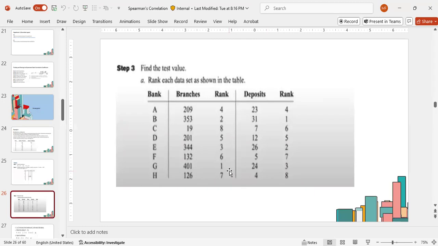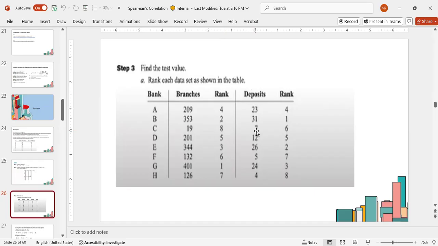Now, how do we rank these branches or deposits? I'll tell you in the next example. Here, you just consider that each value has been ranked. Say this is ranked 1, this is ranked 2, then this 344 is ranked 3, then we have 209 at rank 4, 201 at rank 5, similarly rank 6, 7, and 8.